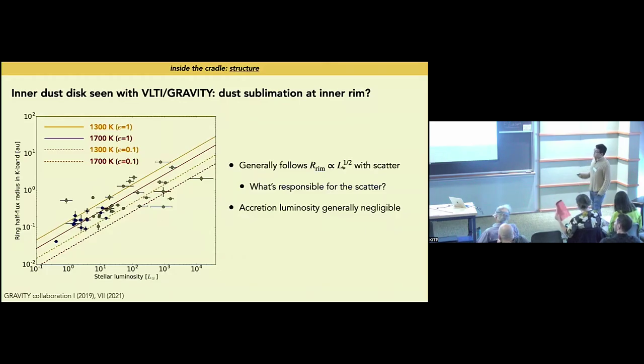People also looked at whether accretion luminosity matters or not. It turned out that for most of these, the accretion rate is pretty low. For T Tauris, that means 10^-9 to 10^-8 solar masses per year. For Herbig stars, it's usually 10^-9 to 10^-6, although there are some outliers. But overall, on the sample level, accretion luminosity seems to be negligible, okay?